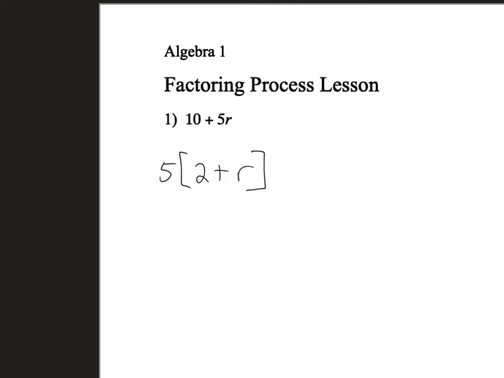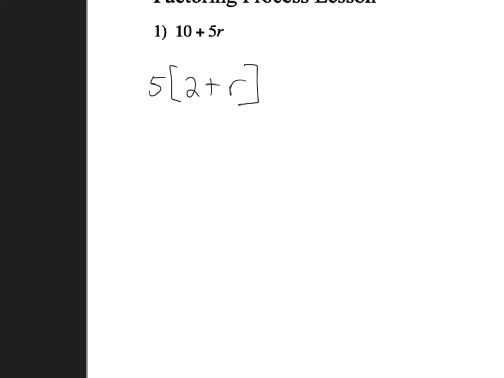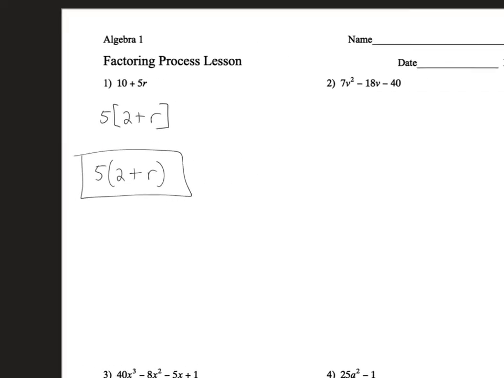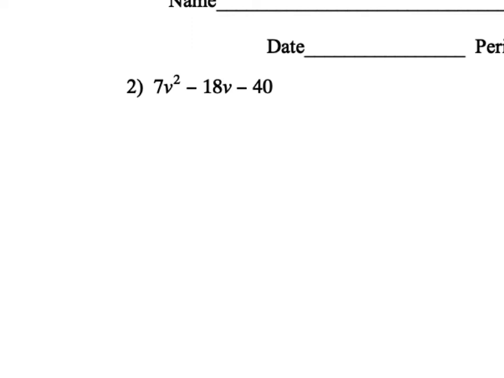Next thing we have is 2 plus r. How many terms is that? That's 2 terms. Is it a difference of squares? Are 2 and r perfect squares or no? They are not. So our final answer is just going to be, you can stop right there, 5 times 2 plus r. All right, sounds good. Next one, number 2, we have 7v squared minus 18v minus 40.